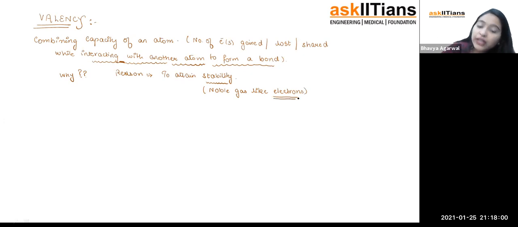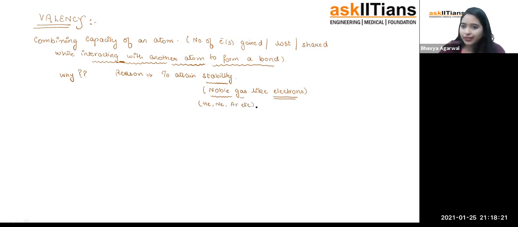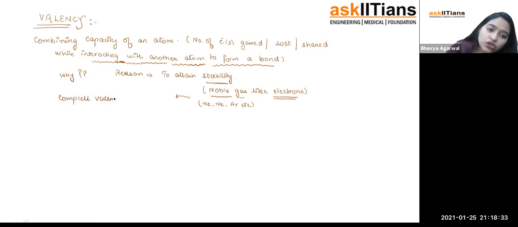So just like we talk in terms of money, these atoms talk in terms of electrons. Okay, and their reference point is noble gases. You might have heard about the noble gases as helium, neon, argon, etc. They are noble gases. Now, what is so specific about it? The specific thing is that they have a complete valence shell.